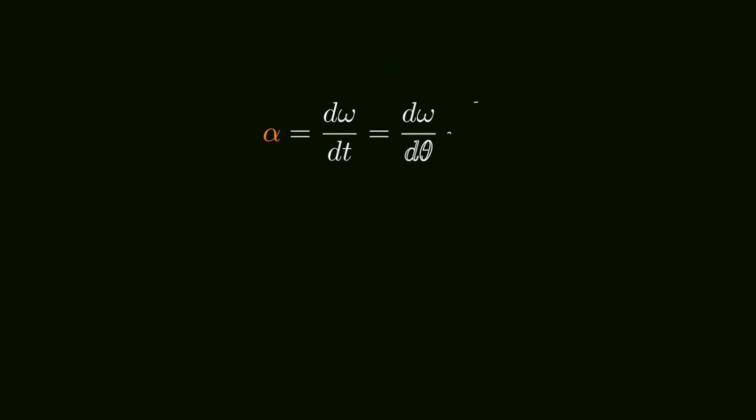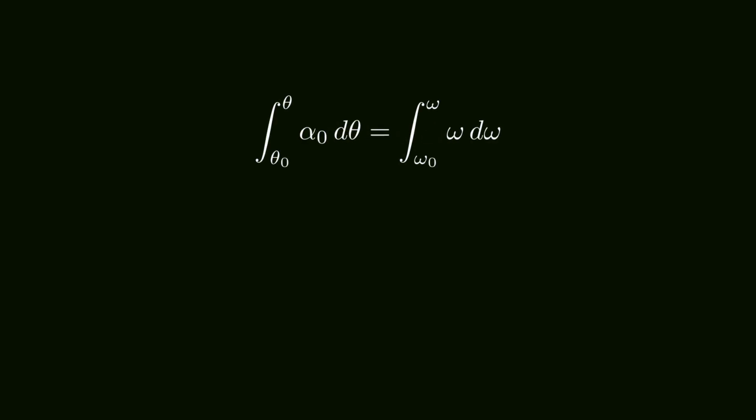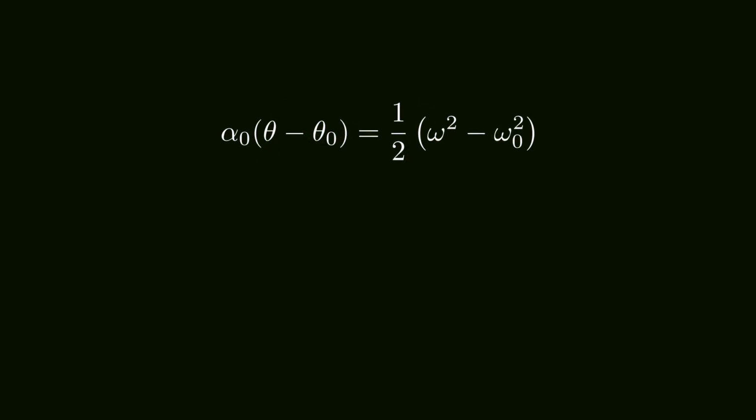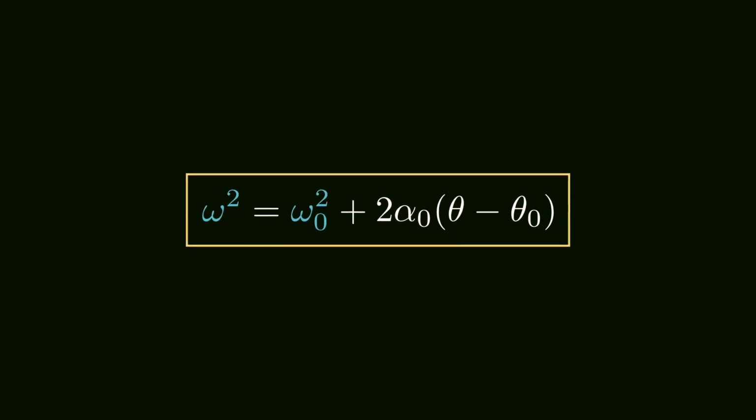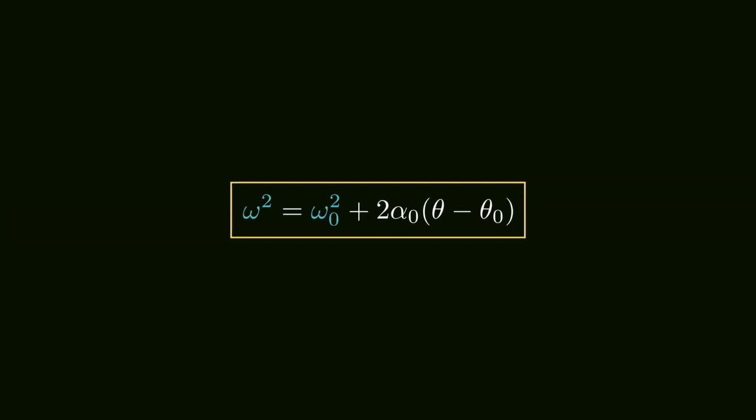Finally, what if a problem doesn't give us the time? Just like before, we use the chain rule to eliminate the time entirely. We expand d omega by dt into d omega by d theta multiplied by d theta by dt. Since d theta by dt is just omega, we can separate our variables and integrate angular acceleration with respect to theta and angular velocity with respect to omega. Multiply by 2 and clean up the fractions, and we have our third timeless equation.